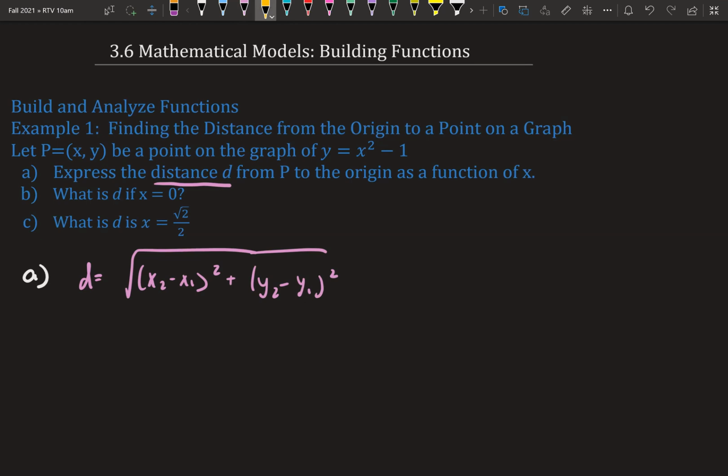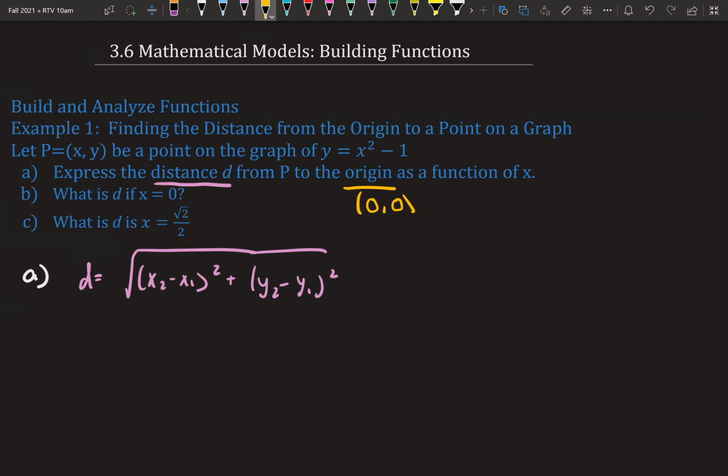And within part A, we actually know one other thing. We know that the origin stands for (0, 0), because that's what the origin is. It's the middle. It's where 0, 0 meets.